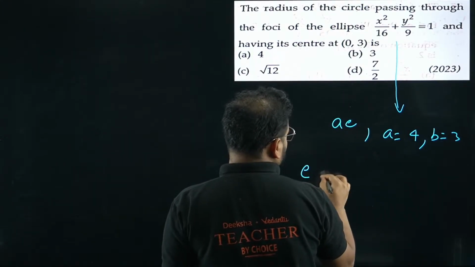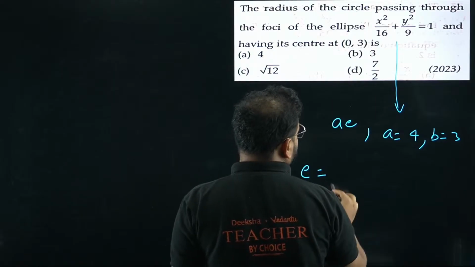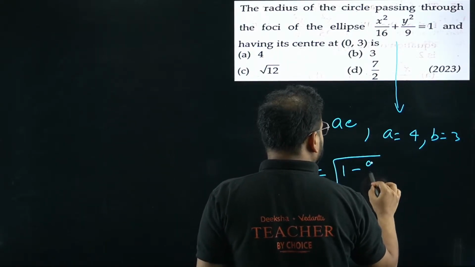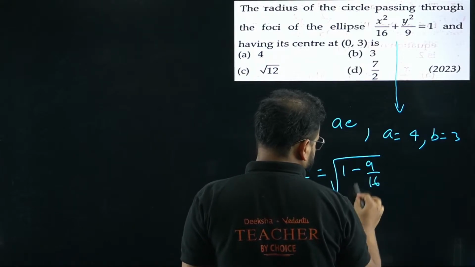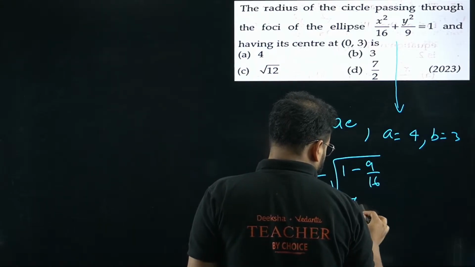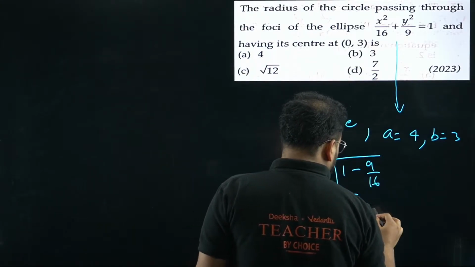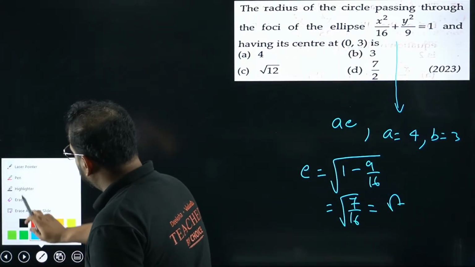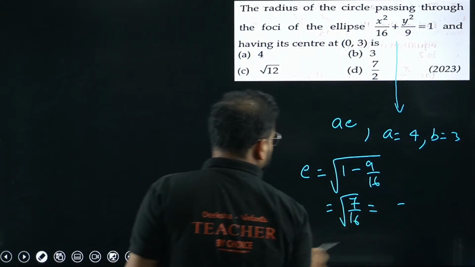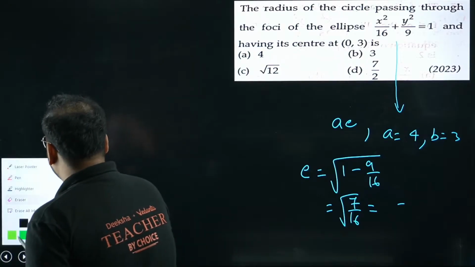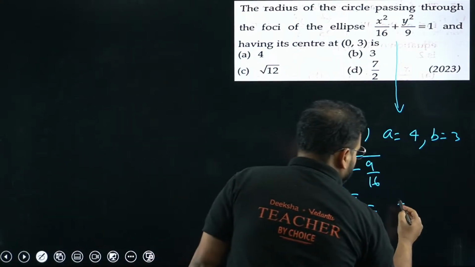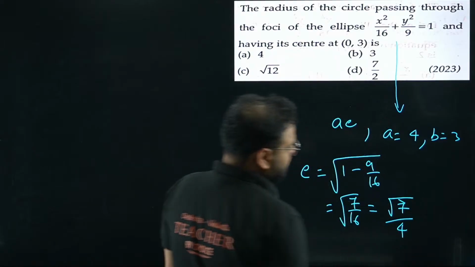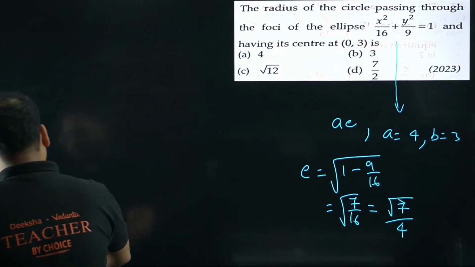Then I need the value of e, right? e will become root of 1 minus b squared over a squared, which is 9 by 16. I have here 7 by 16 root, which will be root 7 by 4. Root 7 by 4. Okay, great.